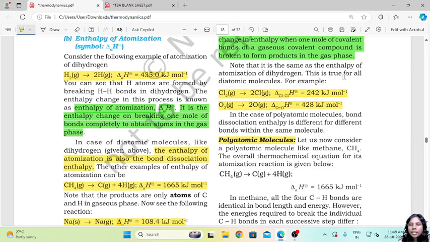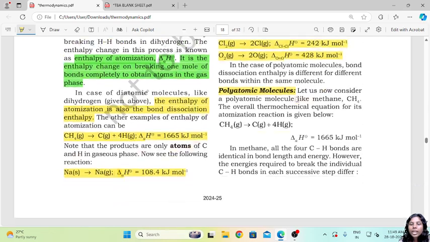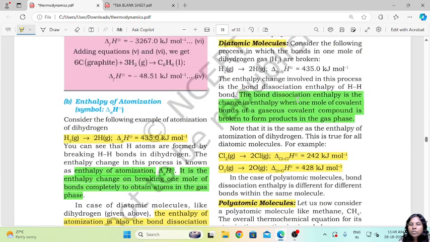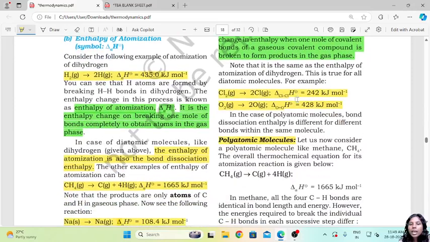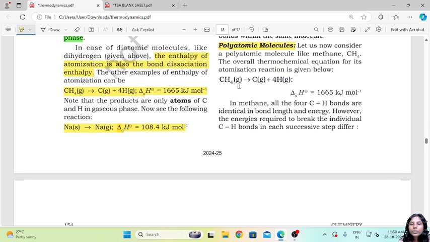Similarly, if we take other examples, we have chlorine breaking down into 2Cl, oxygen breaking down into 2O. So in all these cases, polyatomic molecules, bond dissociation enthalpy is different for the bonds within the same molecule. Now, this was about diatomic molecules. When we talk about polyatomic molecules, say we have CH4, it is simply going to get dissociated into carbon and hydrogen.